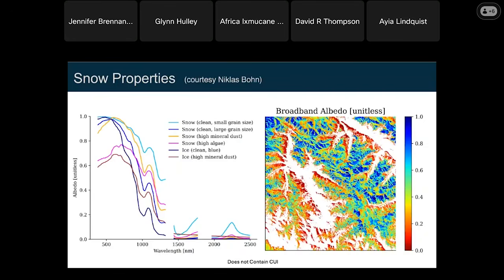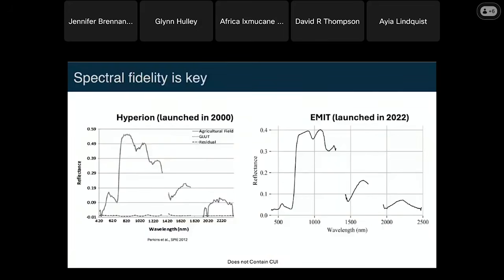Another important science application area that's growing is hydrology, looking at snow melt rates. This is work by Nicholas Bone, looking at different kinds of snow grain sizes, which can be used to infer the broadband albedo, which controls the rate at which snow melts, and consequently outflow to reservoirs and ultimately water use implications. For all of these science questions that I've been talking about, spectral fidelity is really important.